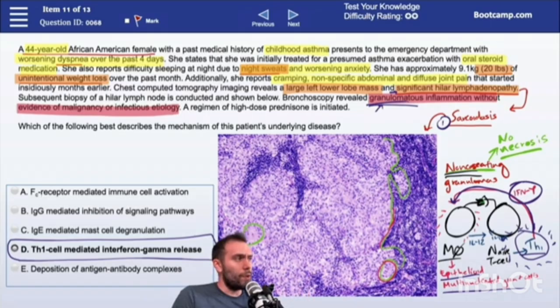Now let's just go through the other options here really quickly. So option A, Fc receptor mediated immune cell activation. Typically what this is talking about, let's just say I had an autoimmune hemolytic anemia, right? In that case, I might be targeting an antigen on the surface of my red blood cells. Maybe there's some antigen here, and let's just say I have some IgG antibody here that's going to target this antigen.